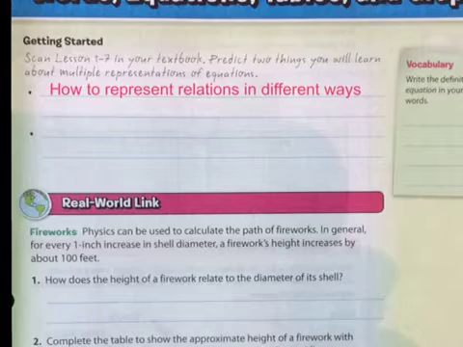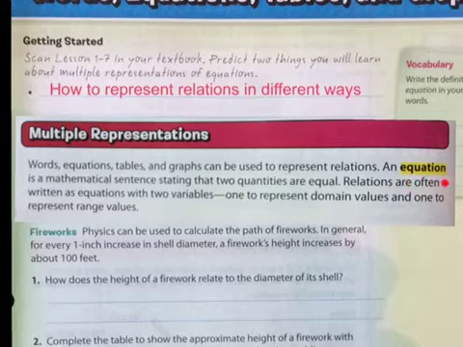So, how to represent relations in different ways is one of the things we will be learning. How to write them in the form of equations, how to write them in a table, and graphing or in ordered pairs. And another thing that we're going to learn is about equations. Words, equations, tables, and graphs can be used to represent relations. An equation is a mathematical sentence stating that two quantities are equal.